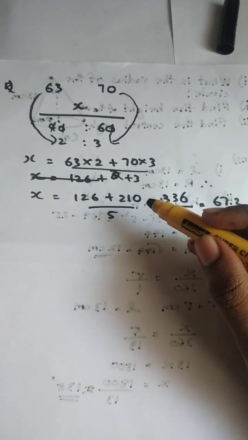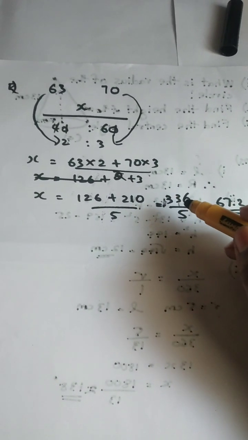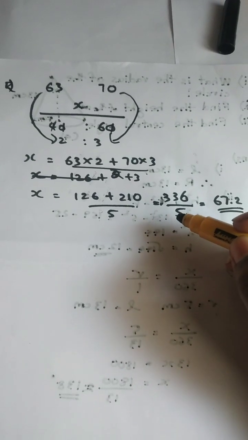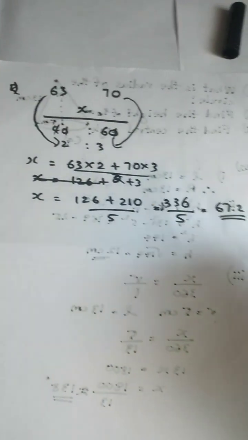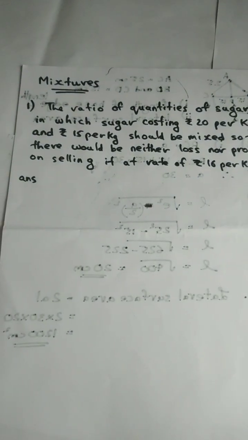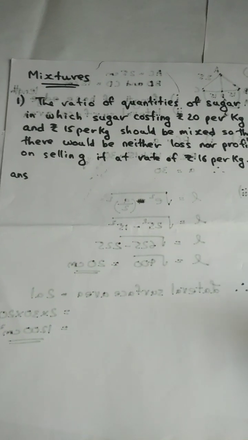So 126 plus 210 would be 336, divided by 5, we would get 67.2. So the value of x is 67.2. So we can move on to another topic, mixtures.